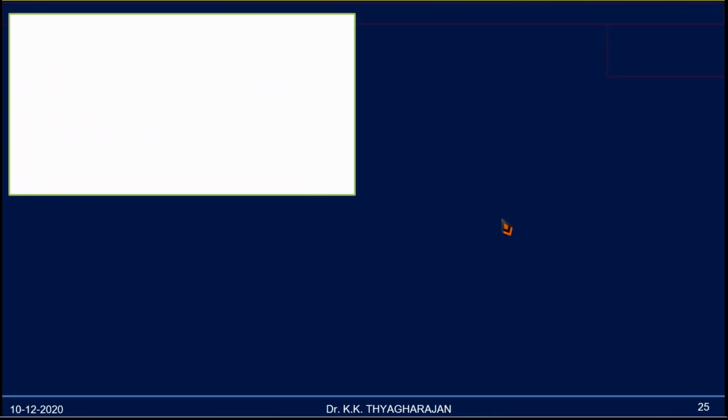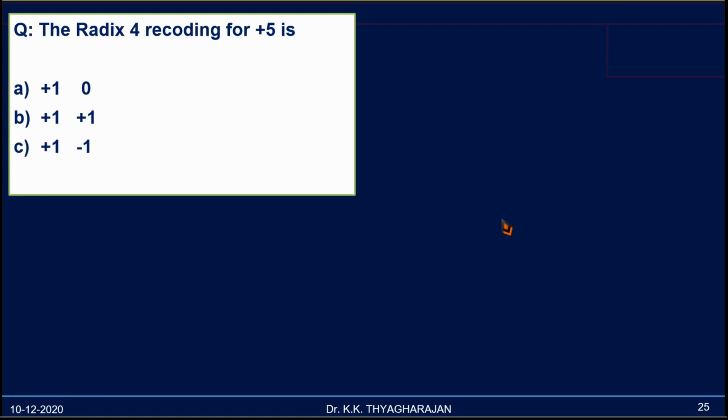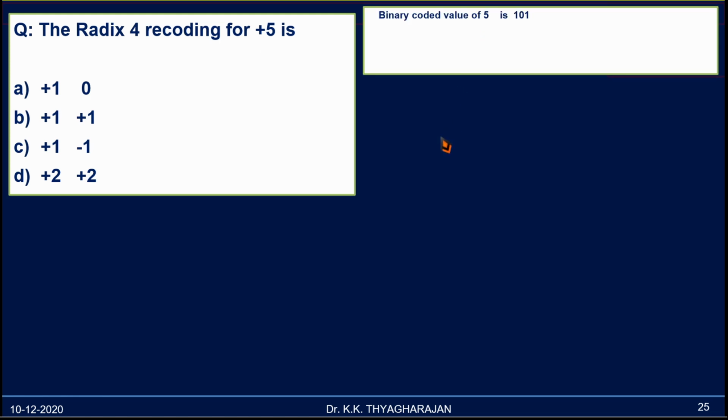Now let us see another example for bit pair recoding or Radix-4 recoding. The Radix-4 recoding for plus 5 is A plus 1, 0, B plus 1 plus 1, C plus 1 minus 1, D plus 2 plus 2. In this case, first you have to convert this decimal number 5 to a binary number. It is 101. You can use the bit pair recoding table for recoding this plus 5, or you can start from scratch. That is, you have to apply Booth's recoding first, then you have to apply the modified Booth's recoding method.